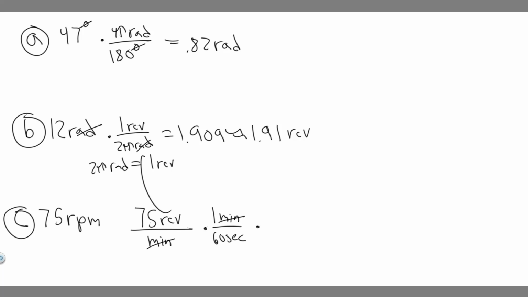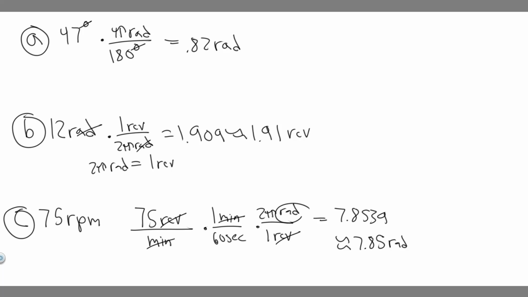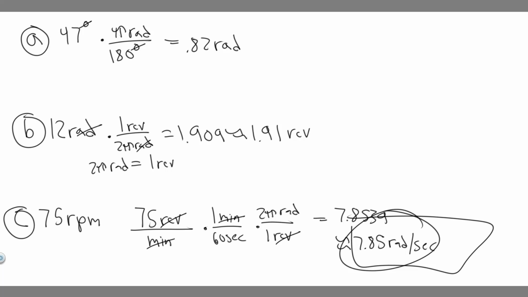Then we know from this problem that 1 revolution is 2 pi radians. So if we put revolutions on the bottom this time and 2 pi radians on top, the revolutions will cancel, and you'll just have the units radians over seconds, which is what we want. So just do 75 divided by 60 and then multiply it by 2 pi. When you do that, you'll get 7.8539. I'm going to round to 7.85, and the units are radians per second. So 7.85 radians per second, that's your answer to C.